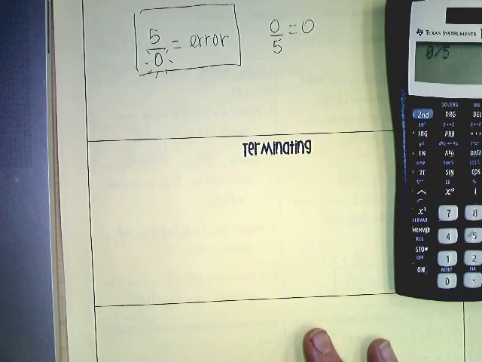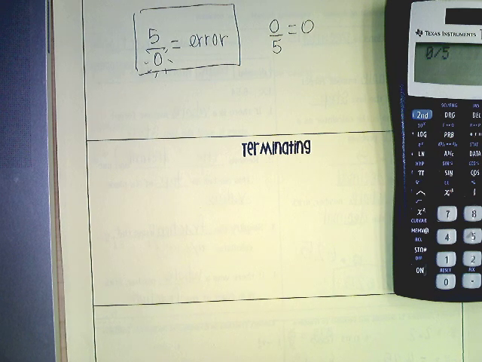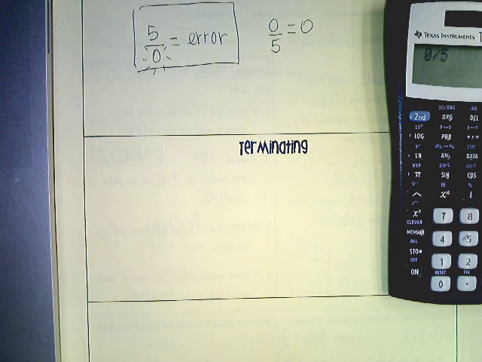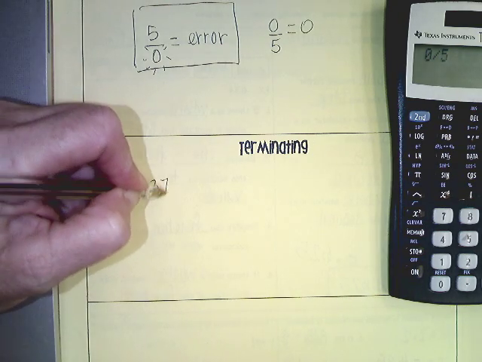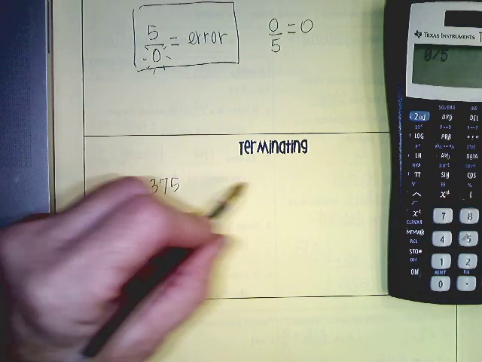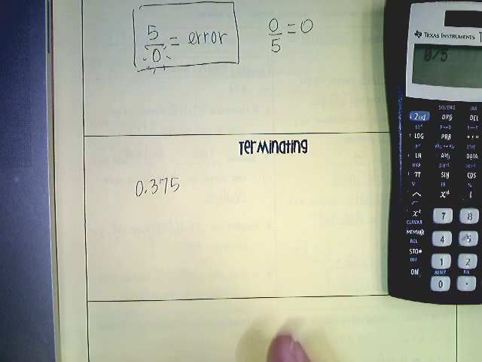Let's talk about terminating, and then we're all done with this lesson. A terminating decimal is exactly what it sounds like. It's a decimal that ends. It terminates. It's over. It's done. So if you have an example like 0.375, there's no more numbers behind it. It actually terminates. It ends.